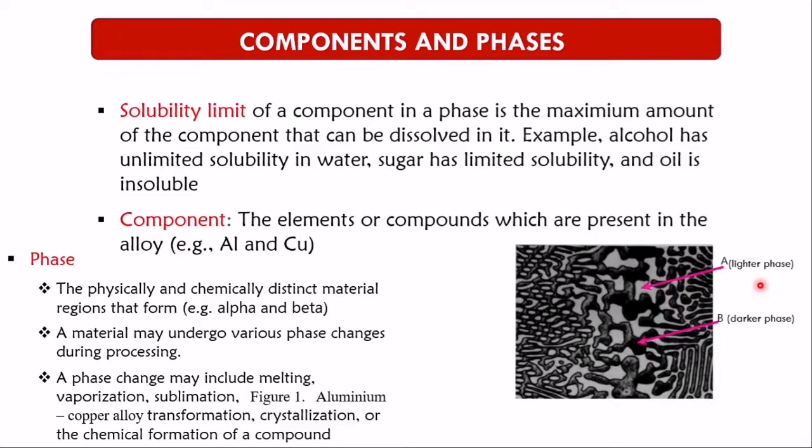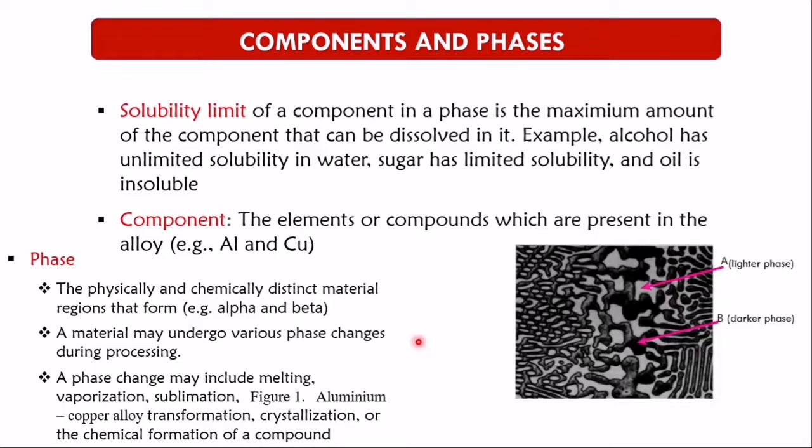So let's say something. A material may undergo various phase changes during the process. A phase change may include melting, vaporization, sublimation, aluminum copper alloy transformation, recrystallization, or the chemical formation of a compound.